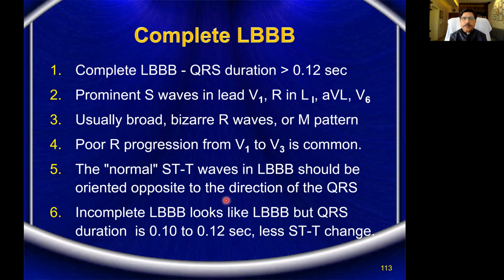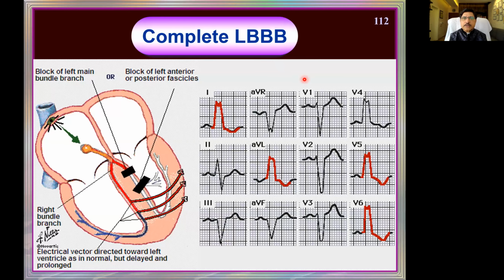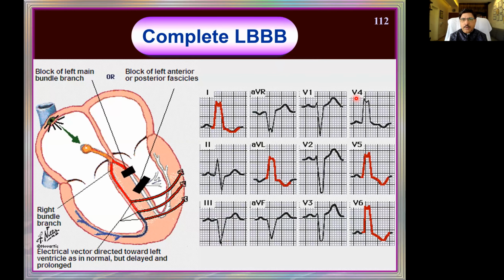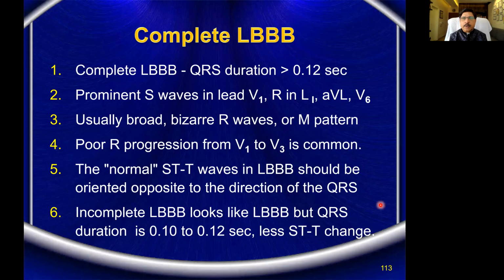Okay, let us see the features. Complete LBBB: QRS duration more than 0.12 seconds, usually 0.16 to 0.18 seconds. Then a prominent S wave in V1 and R wave in lead I, aVL, V6. The R wave in lead I, aVL, V6 is very prominent, and it has a bizarre or M pattern, very broad, with poor R progression from V1 to V3.